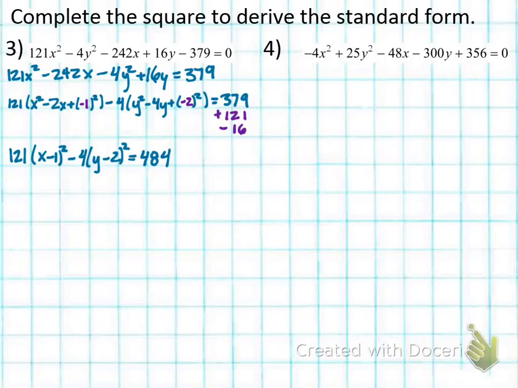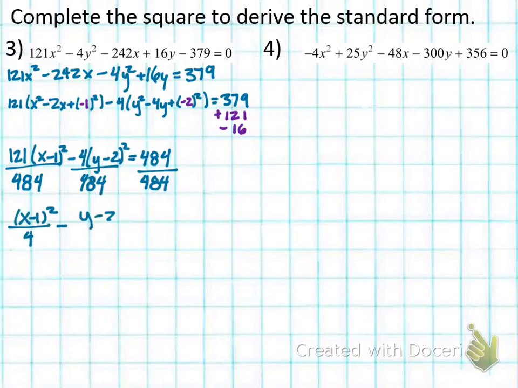Guys, focus up here, please. Are there any questions? Okay. Then up here till we're done. So dividing by 484 across the equation, these simplify. The minus sign is already in the middle, so I can leave that. This simplifies to x minus 1 squared over 4, minus y minus 2 squared over 121, and that's going to be equal to 1.